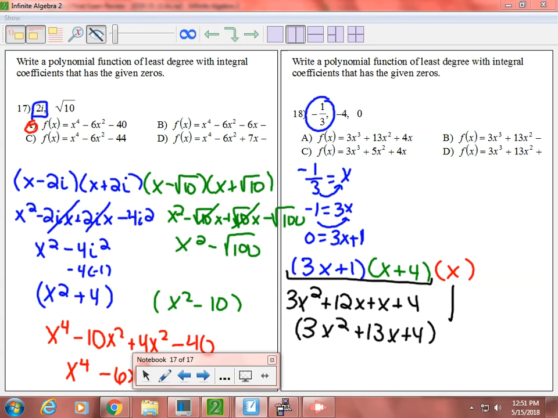And now I have this x that I still have to multiply by. So when I multiply by that x, I get 3x to the third plus 13x squared plus 4x, which is letter A.